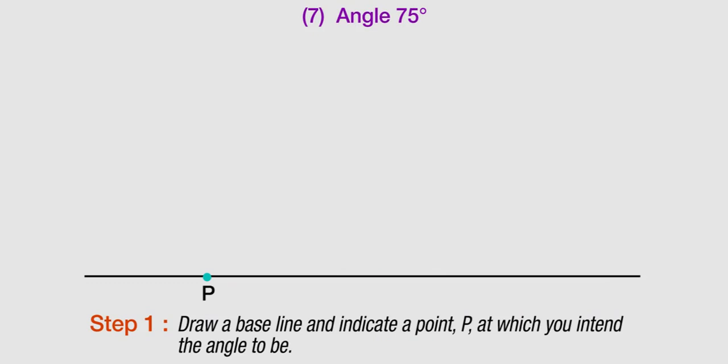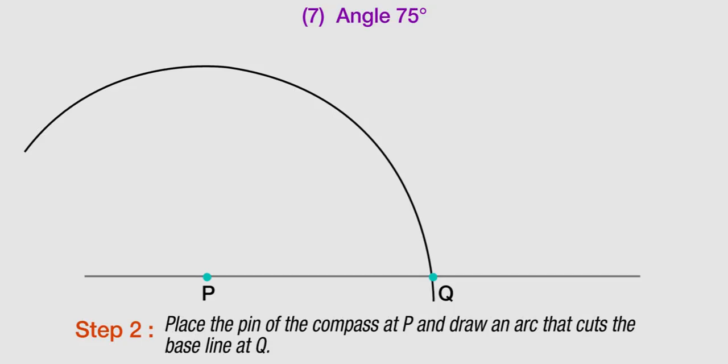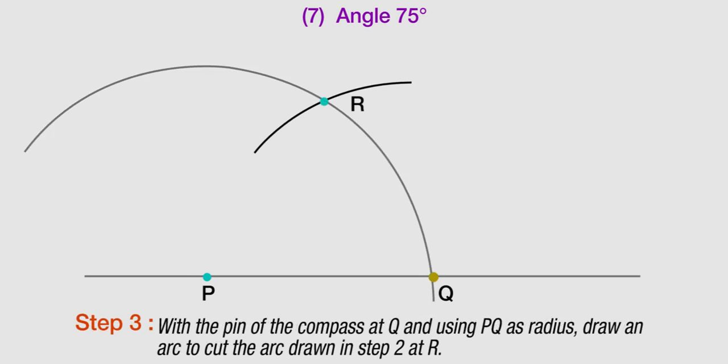Now 75 degrees would require a few more steps, so pay attention. Step 1. Draw a baseline and indicate the points P at which you intend to place your angle. Step 2. Place the compass point at P and draw an arc that cuts the baseline at Q. Step 3. With the compass point at Q and using PQ as radius, draw an arc to cut the arc drawn in step 2 at R, like this.